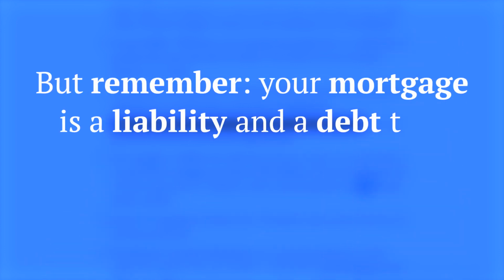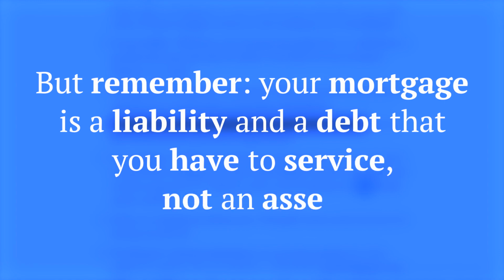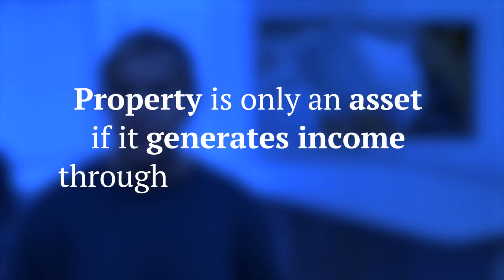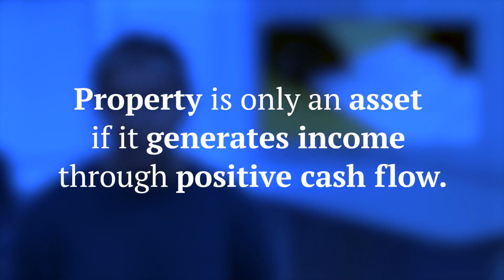But remember, your mortgage is a liability and a debt that you have to service, not an asset. If you pay off your mortgage, your house is still a liability. It has to be maintained and you have to pay taxes on it. Property is only an asset if it generates income through positive cash flow.